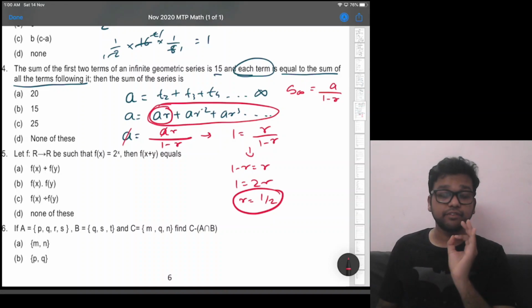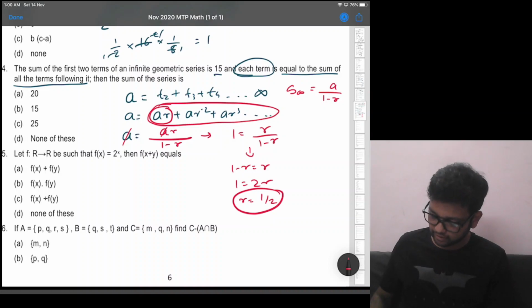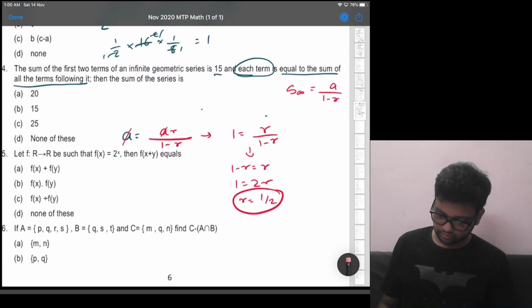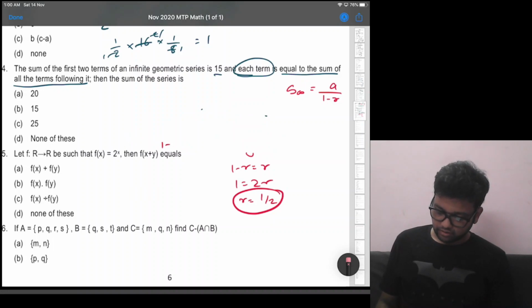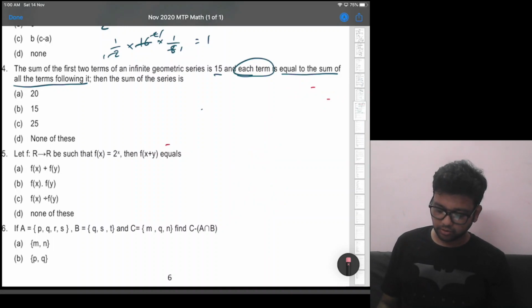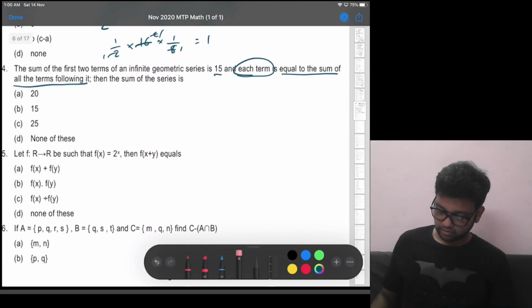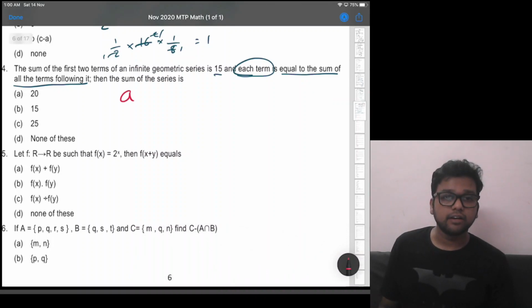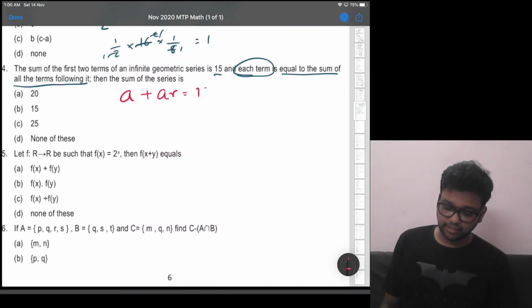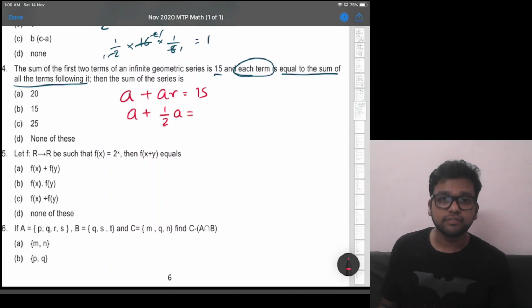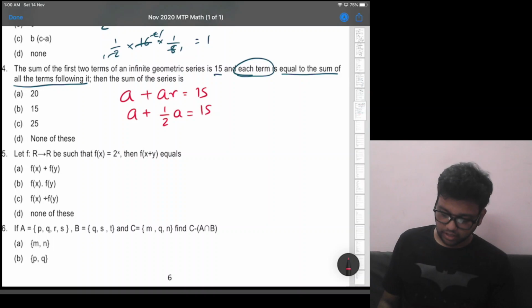Let me know, check if you have understood this carefully, because now I'll erase this and write it here. R is half, we have got it. Okay, so let me erase this so that we can write it here. Now understand, if R is half, they have given us the sum of first two terms. Sum of first two terms is given as 15, right? But first two terms are A and AR. That means A plus half A, because R is half, is equal to 15. Half means 0.5. A plus 0.5 A means 1.5 A is equal to 15.